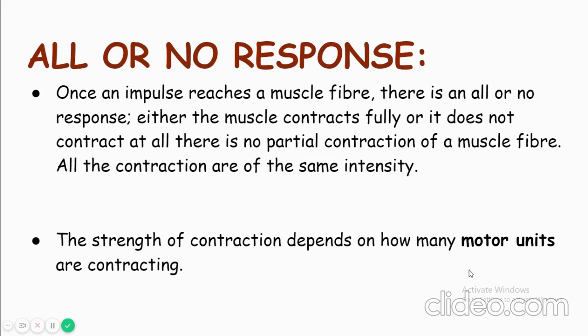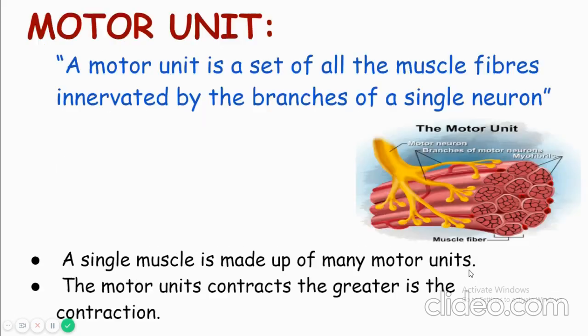The strength of the contraction, the power of the contraction, depends on how many motor units are contracting. Now, what is a motor unit? A motor unit is a set of all the muscle fibers innervated by the branches of a single neuron. So here is the diagram of a motor unit. Motor unit means the set of all muscle fibers.